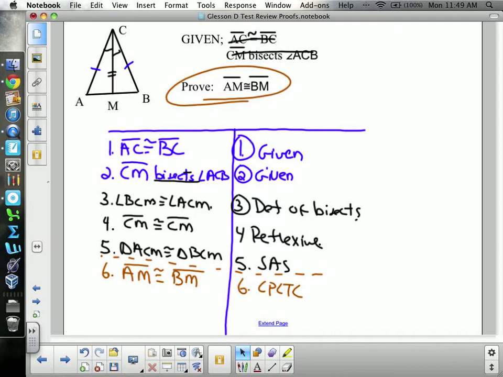Now, your proof is a little different. Instead of giving a bisector, you're given a midpoint of a segment. So you're probably going to wind up with a slightly different proof, but I'll leave that to you as part of your homework tonight. Very similar, but a little bit different. Same picture, slightly different result.